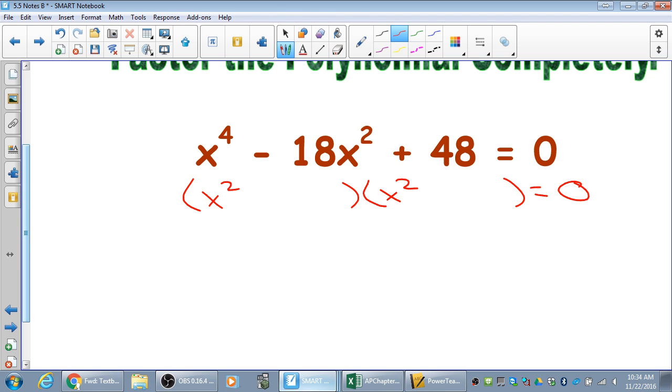4 and 12, that's not it. What else? 6 and 8, that's not it. 2 and 24, I don't think this factors. Does it look like it factors? I don't think so. 3 and 16, that's not 18. 2, 3, 4. 4 and 12, 5, 6 and 8. Okay, so it doesn't factor.